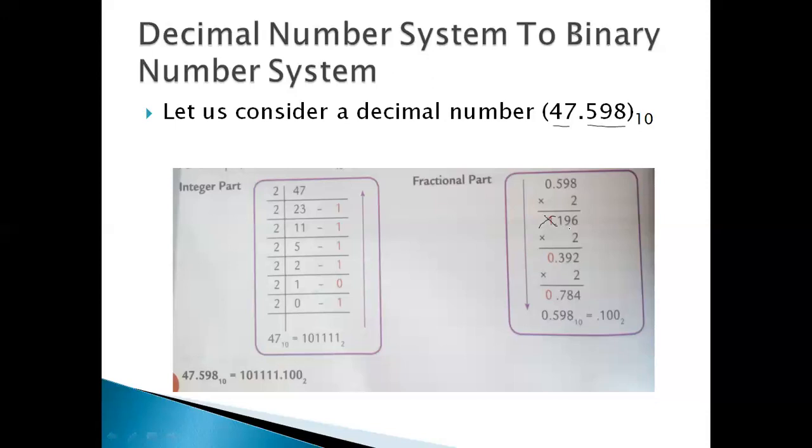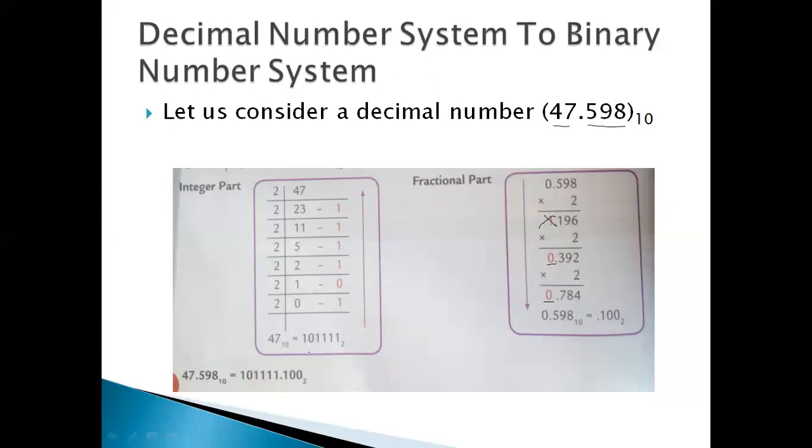So 2 into 0.196, I am sorry, 2 into 0.196. This gives us 0.392. Again we will select this 0 and again we will do 2 into 0.392. So this gives us 0.784 and here again we will select the 0. We are not proceeding further as we are taking 3 digits after the binary point. So 0.598 base 10 is equal to 0.100 base 2.